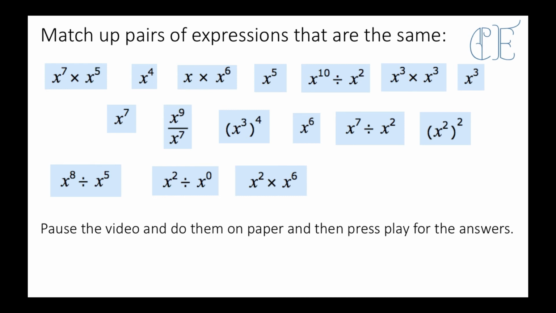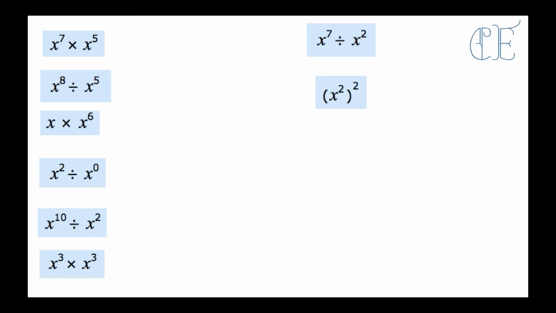So here are your answers. We have x to the power of 7 times x to the power of 5. Well, 7 add 5 makes 12, and this one also, 3 times 4 makes 12, so they are a little bit harder. This one's straightforward, x to the power of 3, 8 take away 5. This one is a times, so we add 6 plus 1, 7. And 2 take away 0 would be 2.